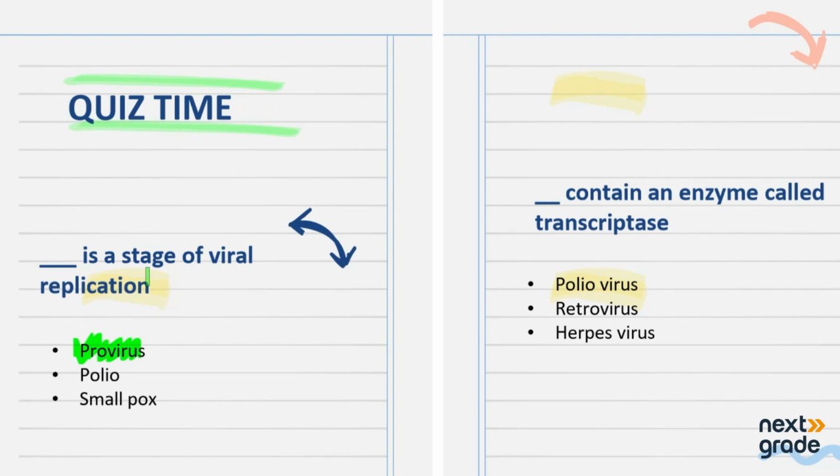The second MCQ for today is that dash contains an enzyme called transcriptase: poliovirus, retrovirus, or herpes virus. Retrovirus is the correct answer.